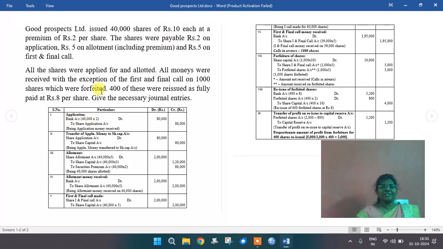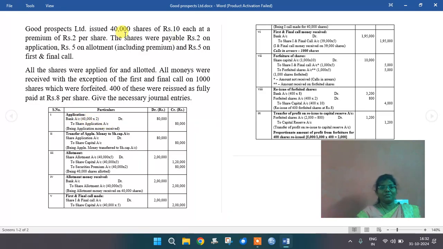So, first entry is when the shares are being issued by the company, the applicants will be paying the application money and they will be subscribing for the shares. So, the first entry will be bank to share application. The applicants have paid into the bank for the share application. So, bank account debit to share application account.